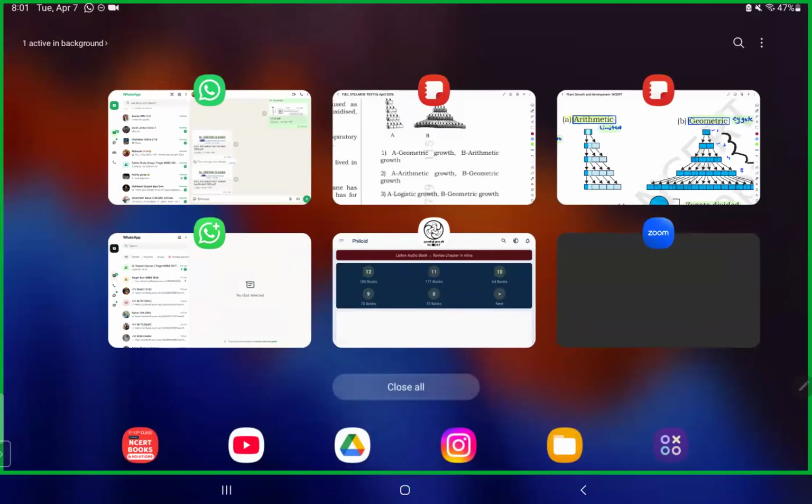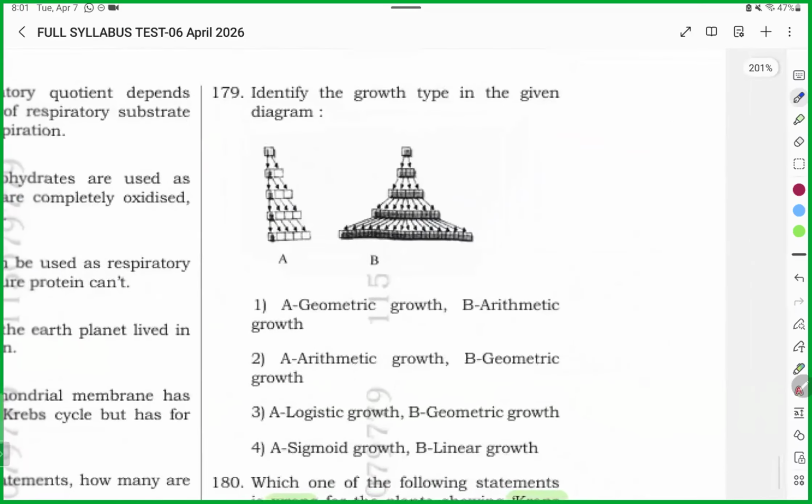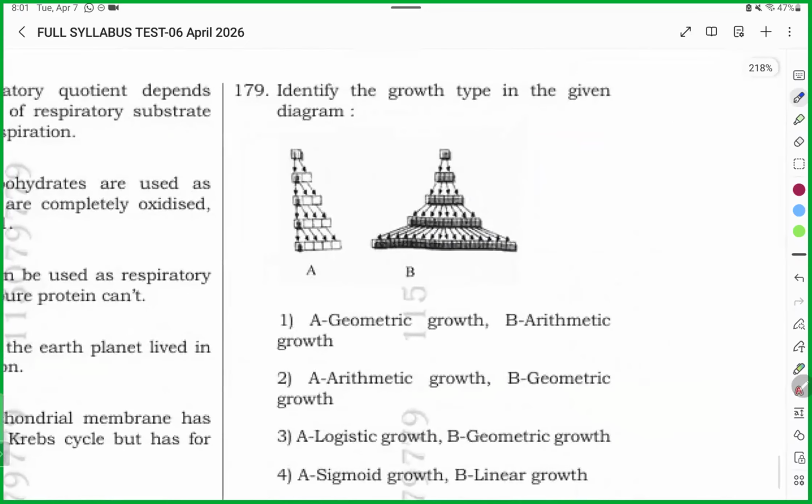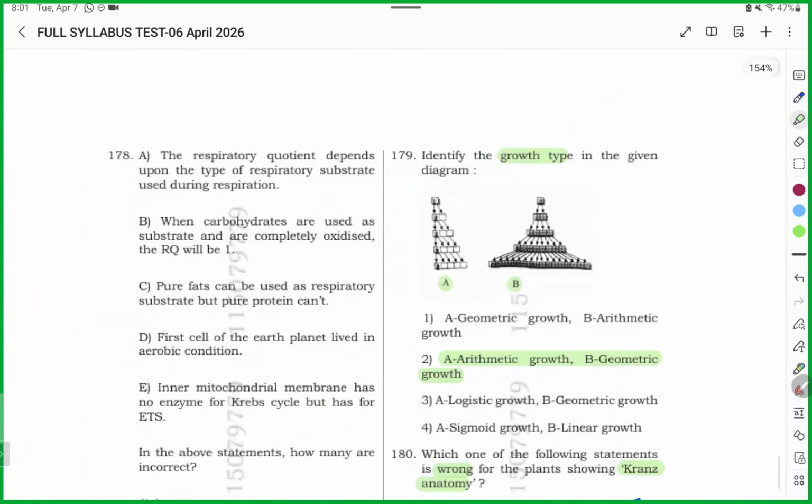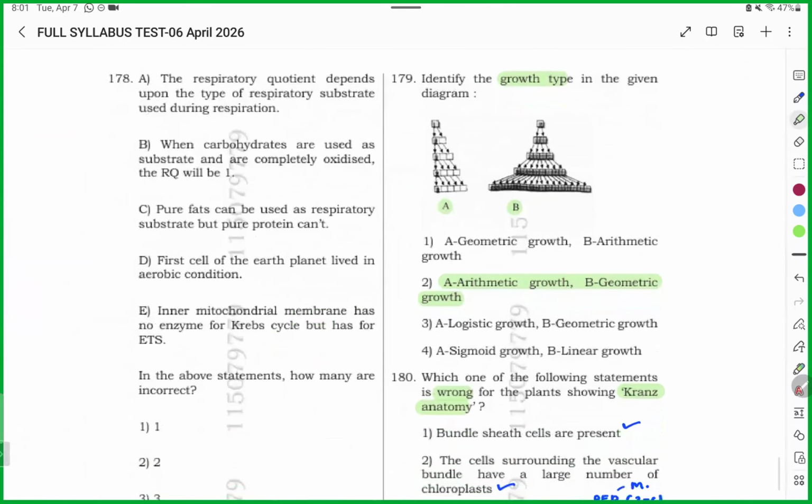So look at this question. Devans, what is the answer of this question? Identify the growth type in the diagram, A and B. Any doubt, guys? Anybody? Straightforward question. A is arithmetic, B is geometric.